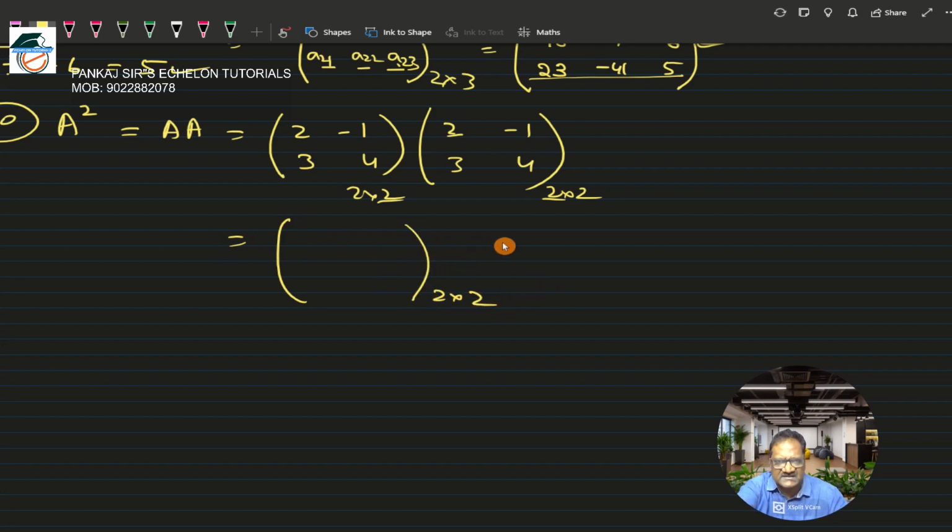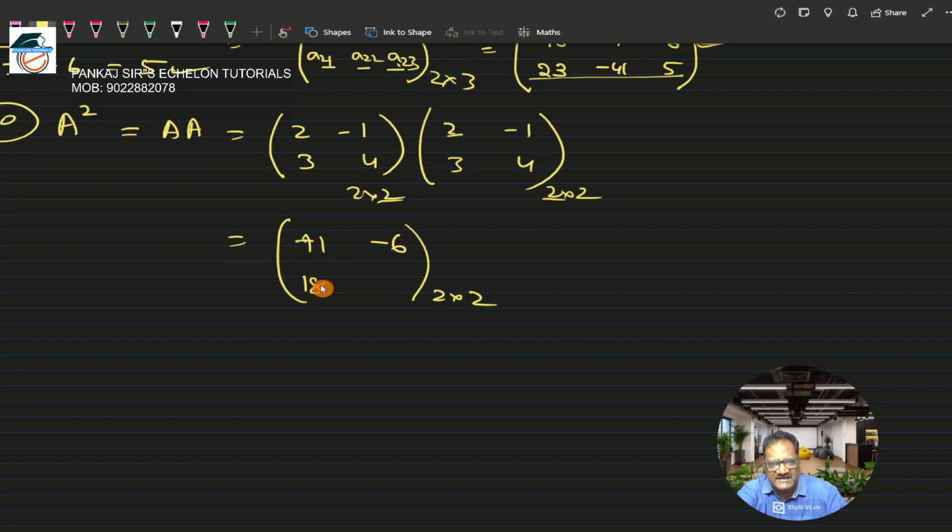So you know this. I'll directly write the answer for this position. It will be 2 into 2, 4, minus 3. 4 minus 3 is 1, plus 1. Then for this position, it will be first row and second column. So minus 2 minus 4, so minus 6. Now in this position, it will be 3 into 2, 6, plus 12.